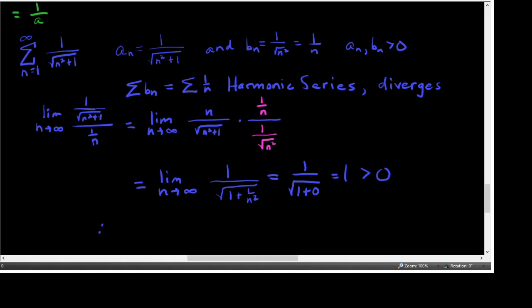Then we can draw our conclusion that therefore the series we were asked to work on, from n equals 1 to infinity of 1 over the square root of n squared plus 1, also does what? Well, it does the same thing because we got that positive and finite answer. It does the same thing that we compared it to. Since we compared it to the harmonic series and the harmonic series diverges, then our series also diverges.